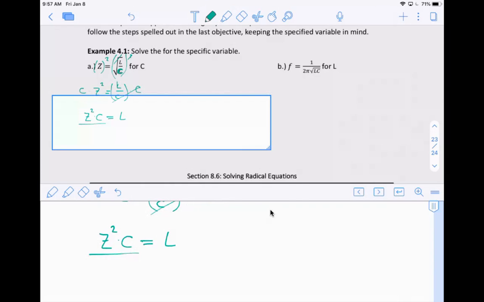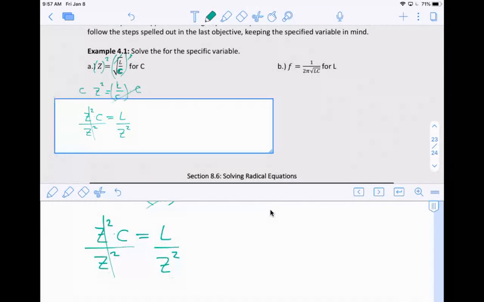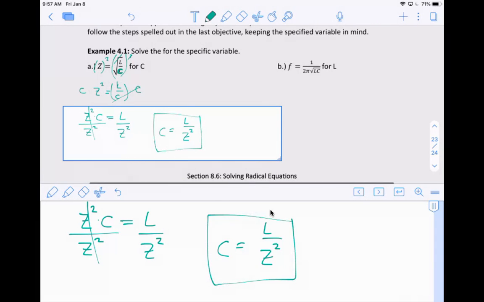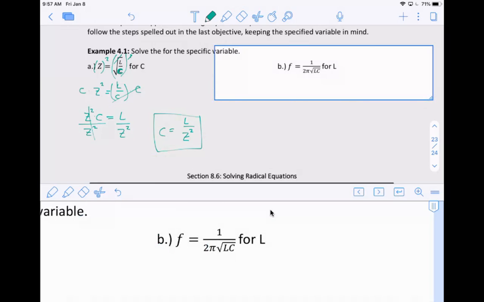All right, it matters even less because now I'm going to move the z squared to the other side anyway via division, so that c is by itself. And here we have a formula. Cool. No idea what z, L, and c stand for. At this point, don't care. Whatever eventually we're going to use this for, I have done what they've asked. I've solved for c.